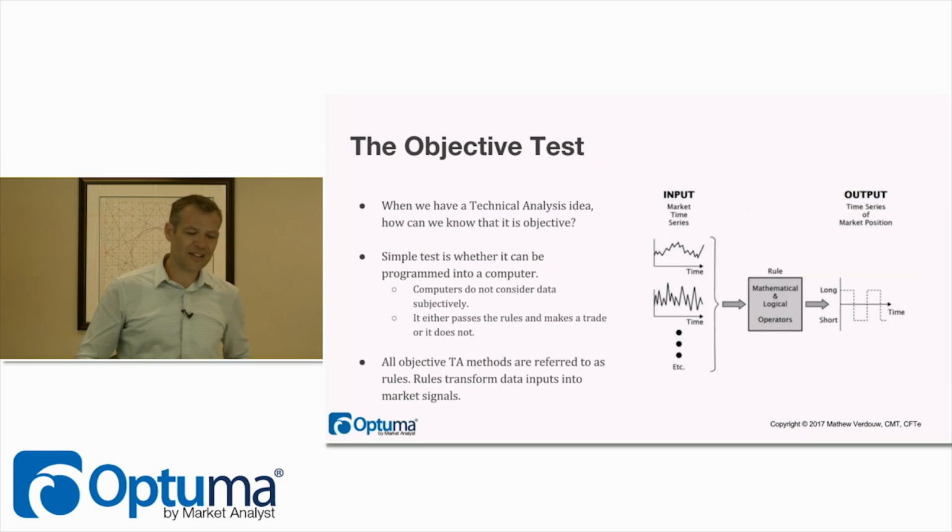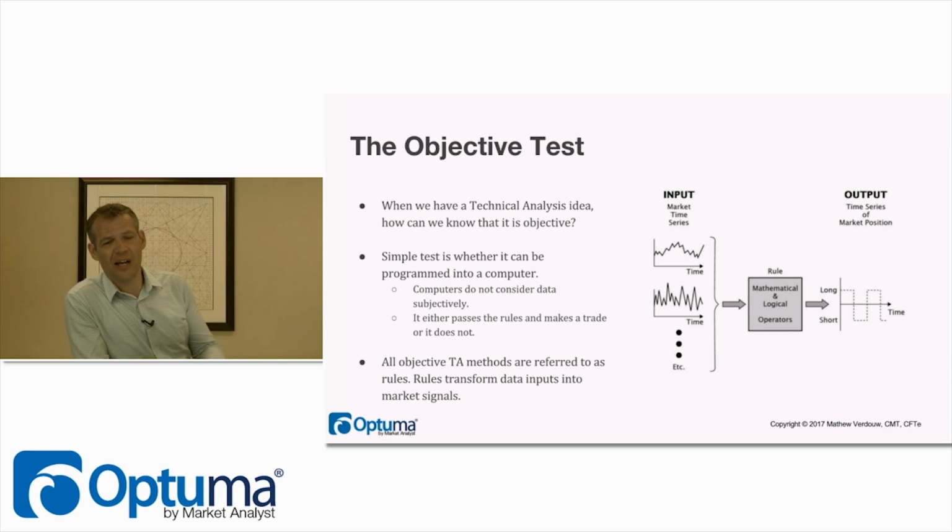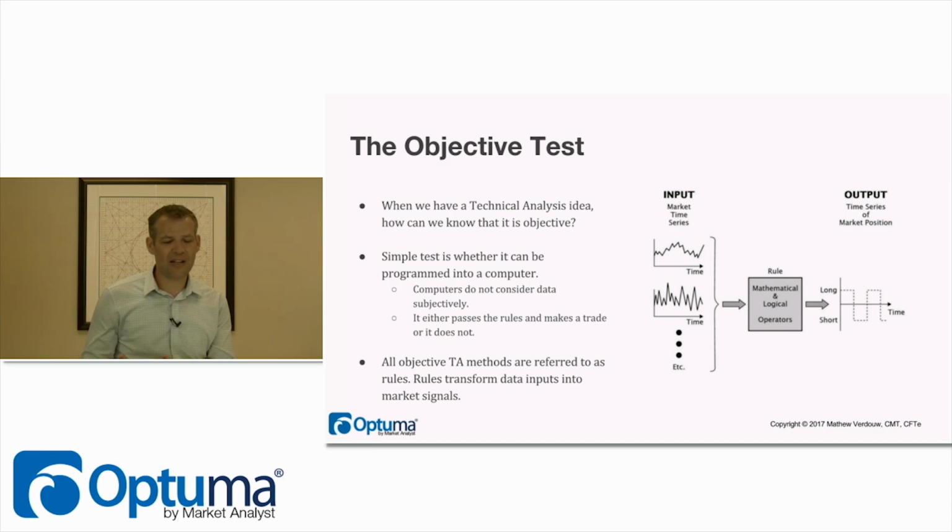All right, so the objective test: when we have a technical analysis idea, how can we know that it's objective? Well, simply, can we program it? Can we define it as a script, as a set of rules that you feed into a computer that will completely and objectively execute those rules and give you an output? And that's what we're trying to get to. At the end of the day, our rules are supposed to come out with two conditions. Are we going to buy or are we going to sell?